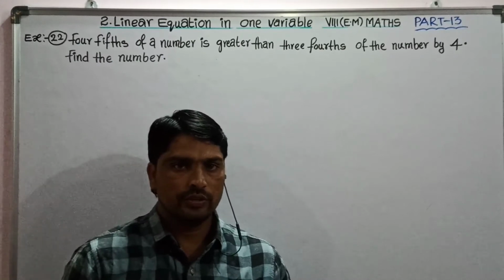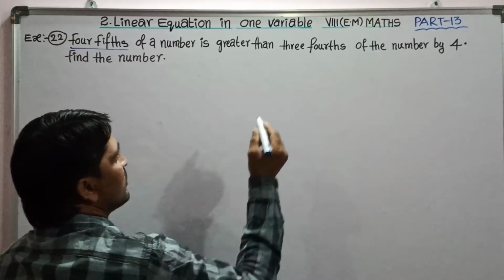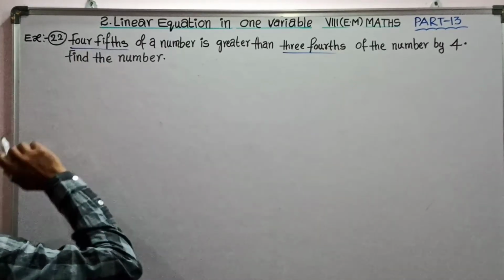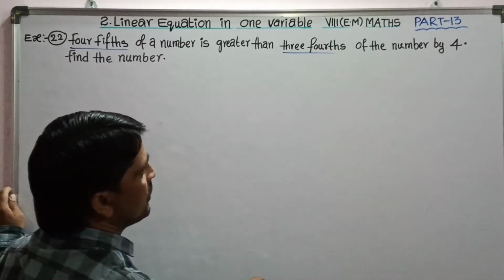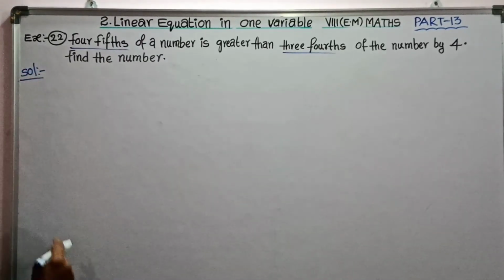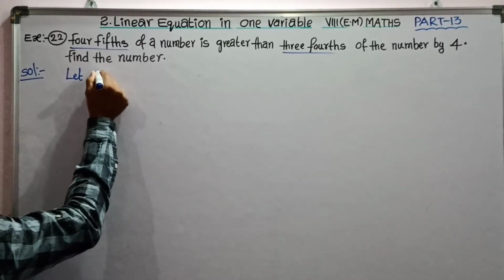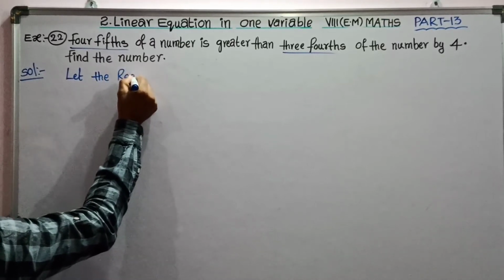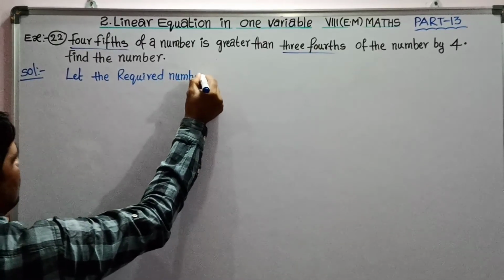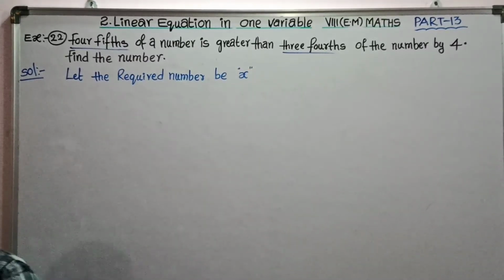Okay students, next question, example 22. 4/5 of a number is greater than 3/4 of the number by 4. Find the number. Yes, 4/5 of a number is greater than 3/4 of the number by 4. Then we have to find the number. Since we have to find the number, the unknown quantity is the number. Let us suppose the required number be x.